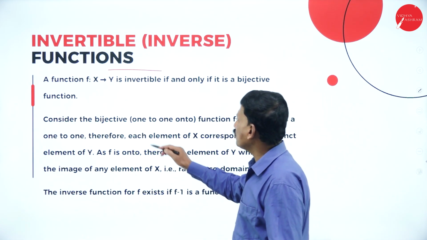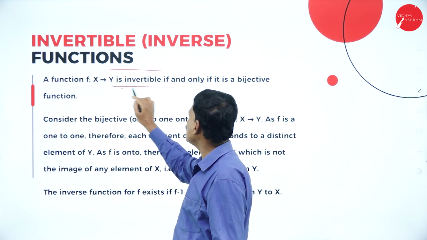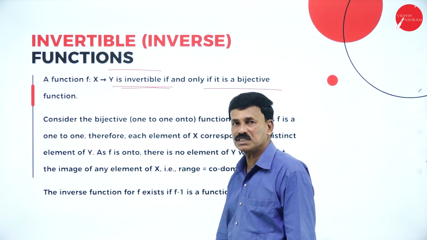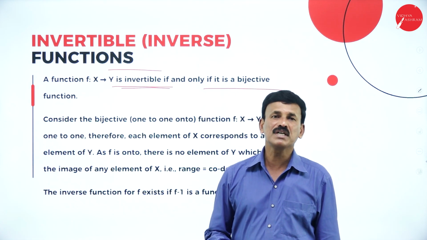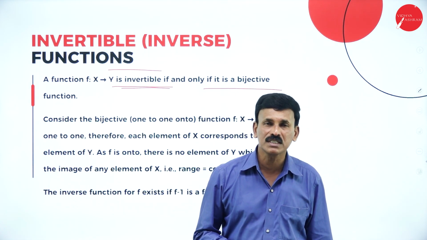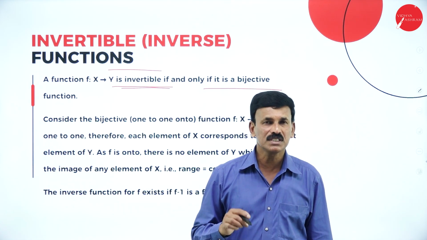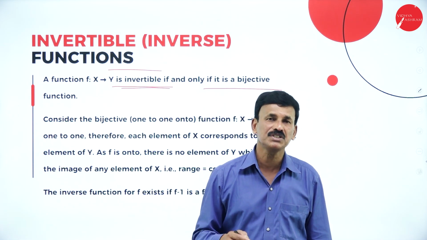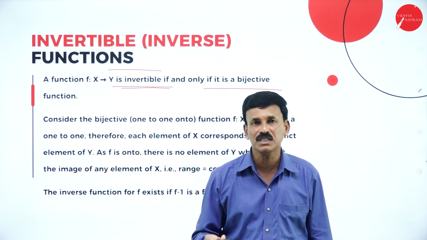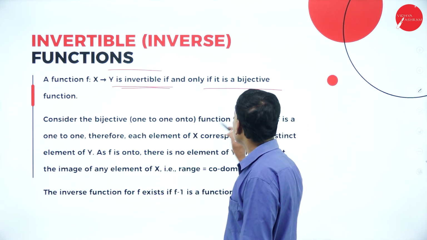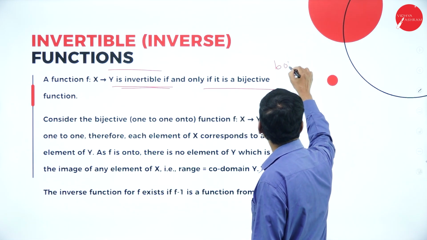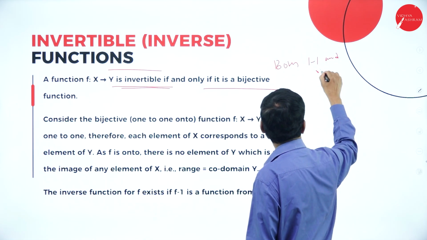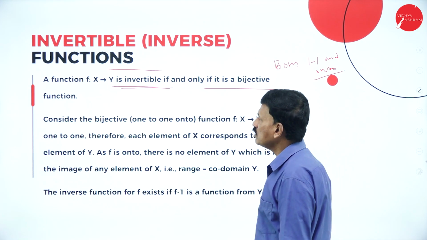A function f from X to Y is invertible if and only if it is a bijective function. A function which is both 1-1 and onto is called an invertible function. Bijective function means it is both 1-1 and onto function. So a function which is both 1-1 and onto is called an invertible function.